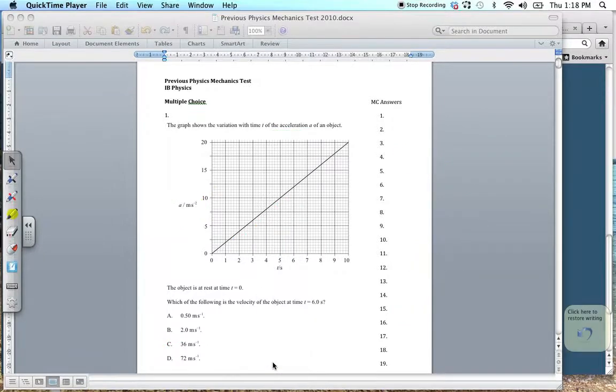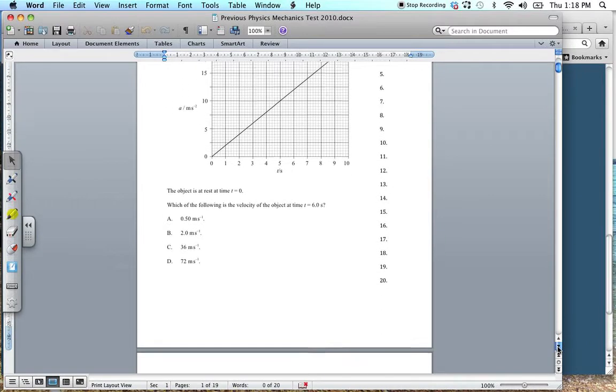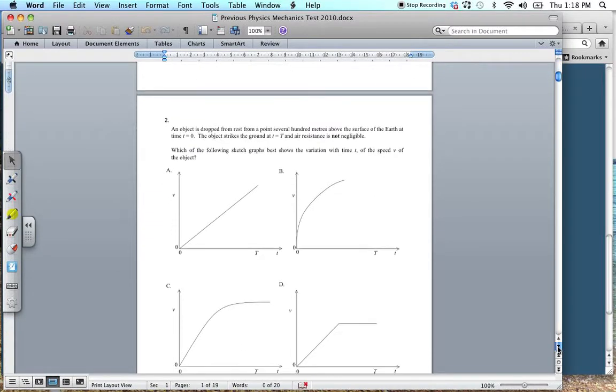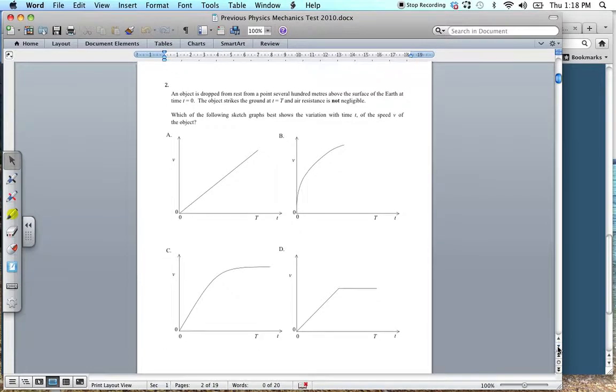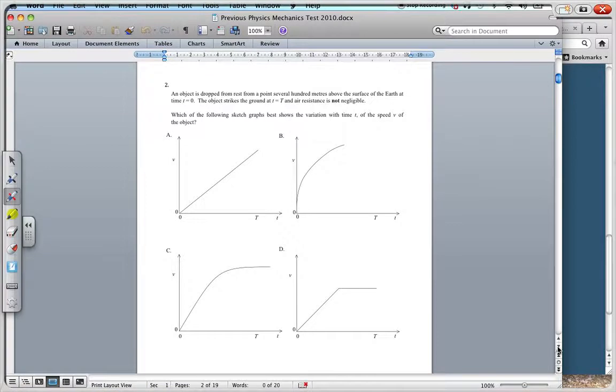Okay, so let's go on to the next question. Let's pull it down here. Alright, so we've got this one over here. An object is dropped from rest from a point several hundred meters above the surface of the earth at time t equals 0. So it's dropped, so it starts off with an initial velocity of 0, wouldn't it? And the object strikes the ground at t equals T, and the air resistance is not negligible.